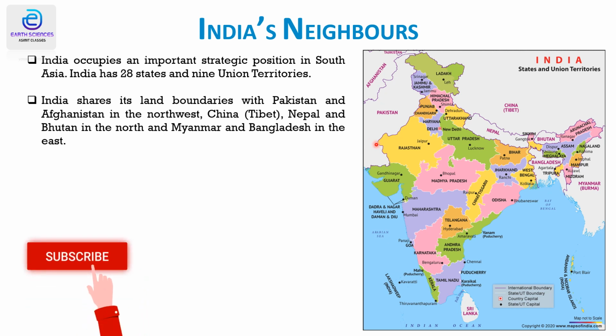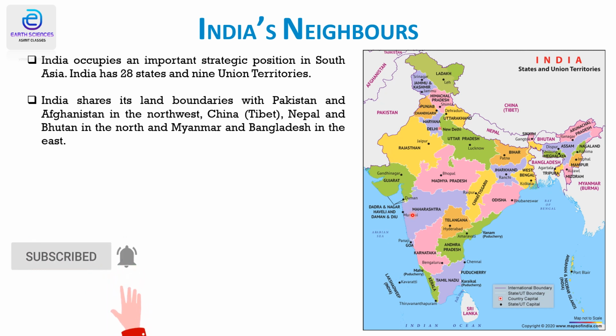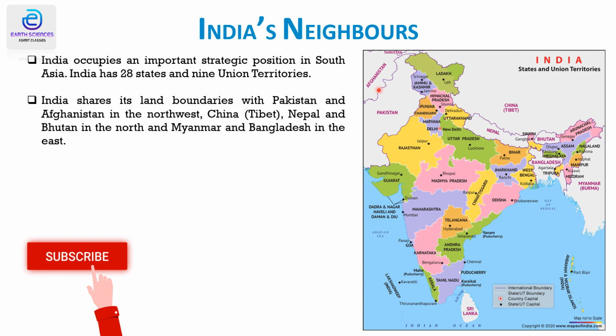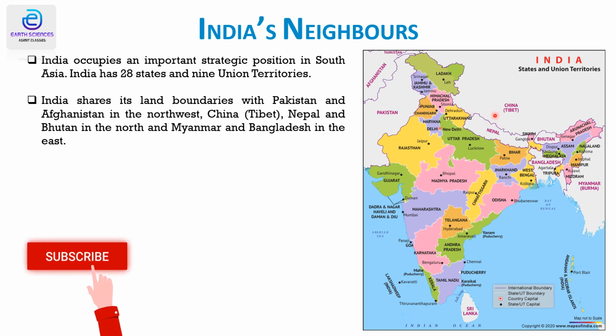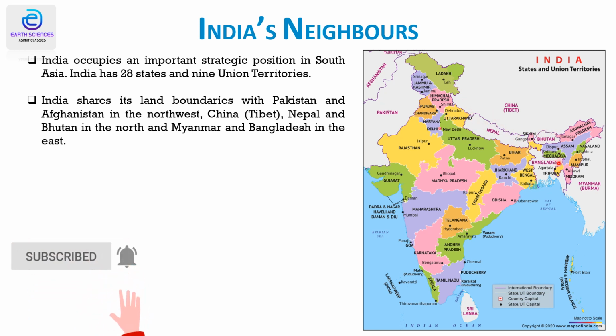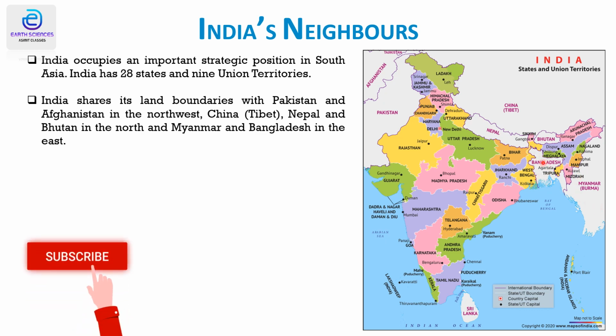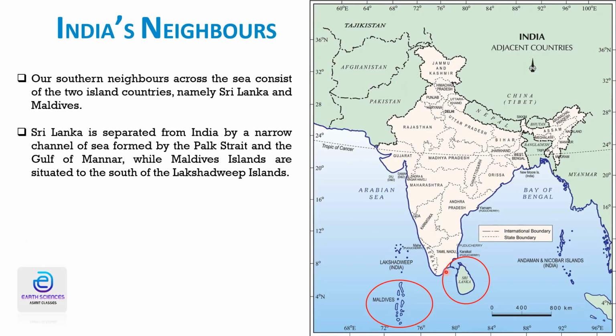India has 28 states and 9 union territories. India shares its land boundaries with Pakistan and Afghanistan in the northwest, China, that is Tibet, Nepal and Bhutan in the north, and Myanmar and Bangladesh in the east. Our southern neighbors are Sri Lanka and Maldives, which are islands. Sri Lanka is separated from India by a narrow channel of sea formed by the Palk Strait and Gulf of Mannar, whereas the Maldives Islands are situated south of the Lakshadweep Islands. And India has strong geographical and historical links with her neighboring countries.